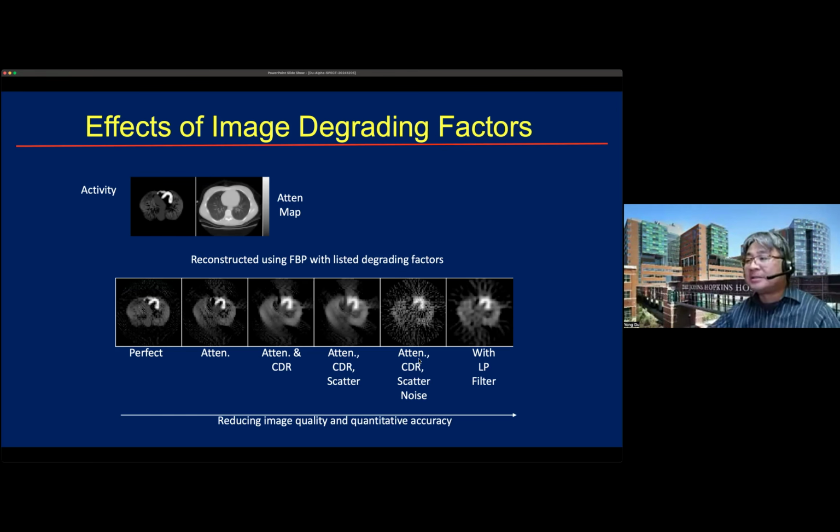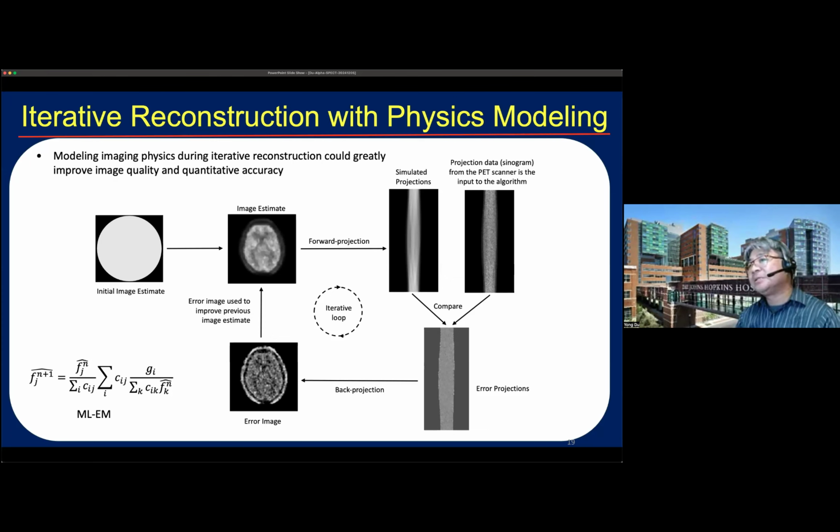Luckily, during the past several decades, people have heavily researched how to develop reconstruction algorithms and how to compensate for those degrading factors. They found that if we model those physics degrading factors during the iterative reconstruction process, we can gradually remove those factors and improve image quality and quantitative accuracy.